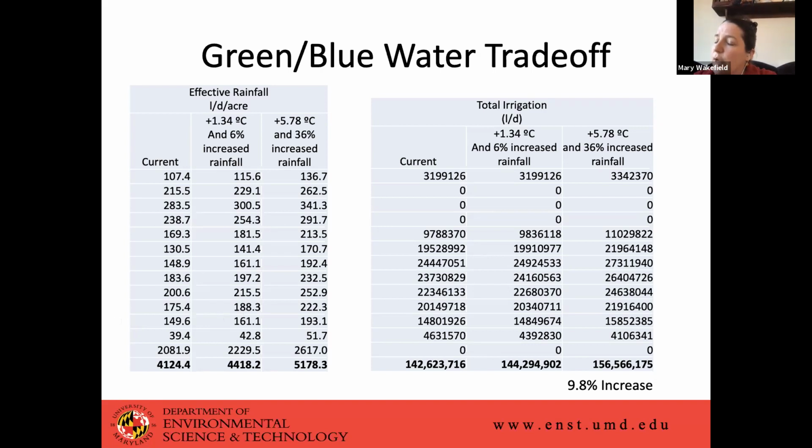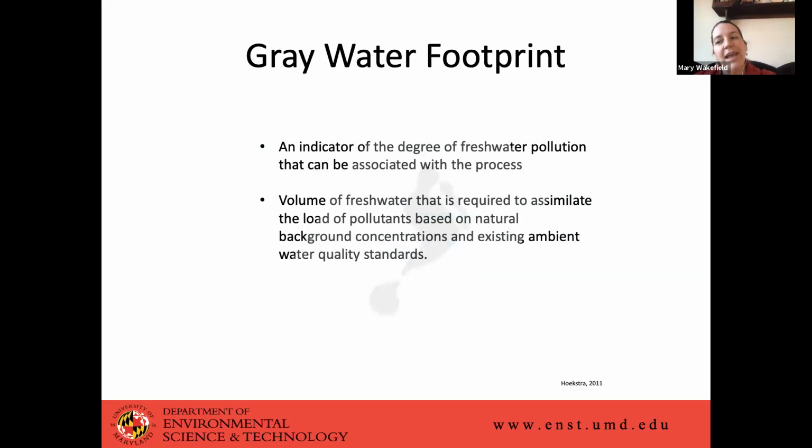So that is where you've got a green-blue water trade-off as we move forward with potentially higher temperatures: we're going to end up needing more irrigation in the future, even just keeping our agricultural levels the same. So now we get into the gray water footprint. Brace yourselves, there's a lot of math here. I tried to simplify it as much as possible for the sake of slides.